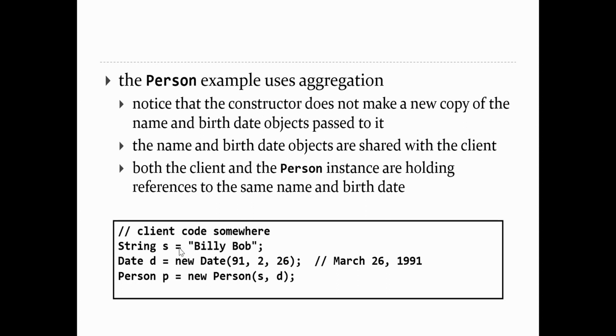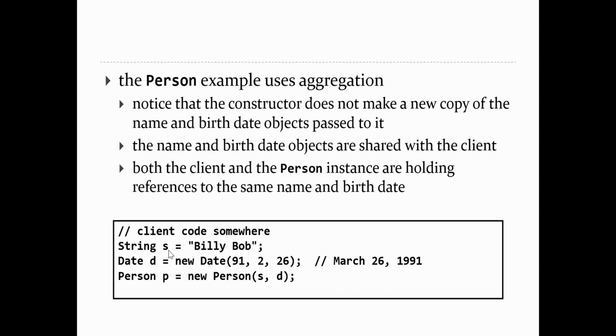So here's someone who's going to use the Person class. They have a name, Billy Bob, and they make a date, 1991, 2, 26. The date class is very strange. The number 2 in the second place indicates the 3rd month, which is March. The number 26 indicates the 26th day. So that's March 26th.